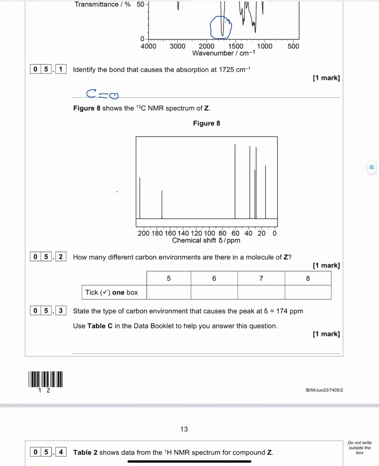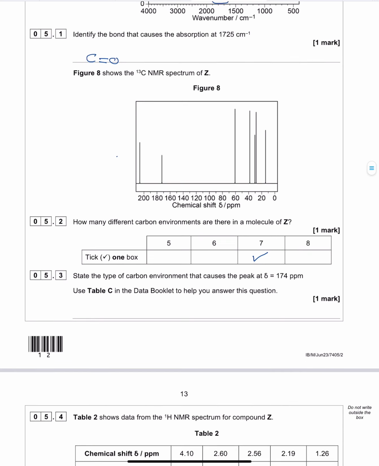The second question, they provided you with the carbon-13 NMR, and the first question is to ask you how many different carbon environments are there in the molecule. So you simply count the number of signals in the carbon-13 spectrum, and when you do the counting, you're going to find there are 7 different signals, so there are 7 different carbon environments.